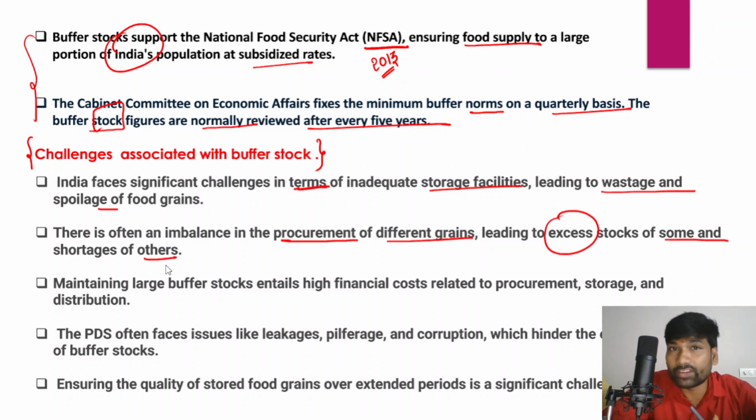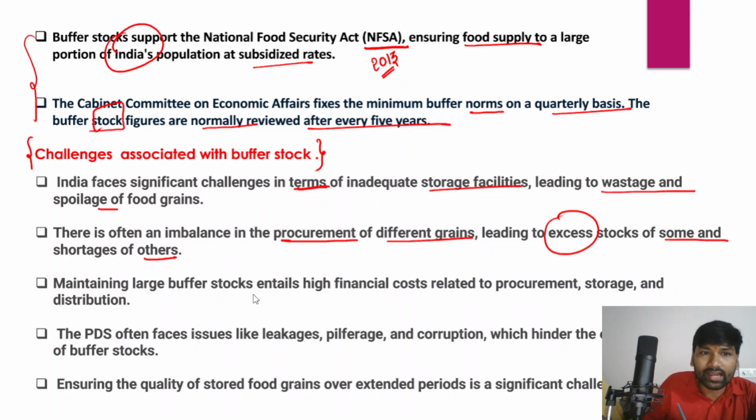So there is a huge asymmetry, a huge imbalance which has been existing when we talk about the procurement of the food grains. Right, so India has also been facing significant challenges in terms of adequate storage facilities. So that leads to the wastage and even spoilage of the food grains as well.